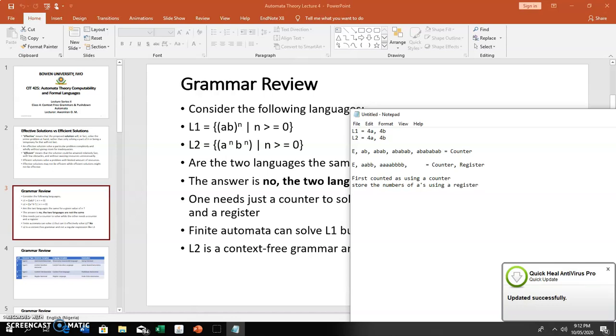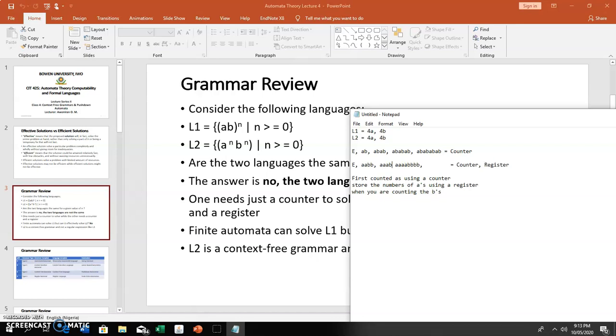Now, after you've gotten the number of A's using that register, you can then say that, okay, when you are now counting the B's, what are you doing? At what point will you stop? Let's say you have the first A. Let me do another one. Let's say n is equal to 3. So you counted A. Now you want to count B. Is this okay? No. Why? How do you know it's not okay? Because this is not equal to the number of A's.